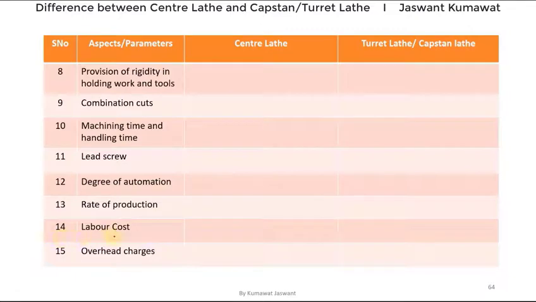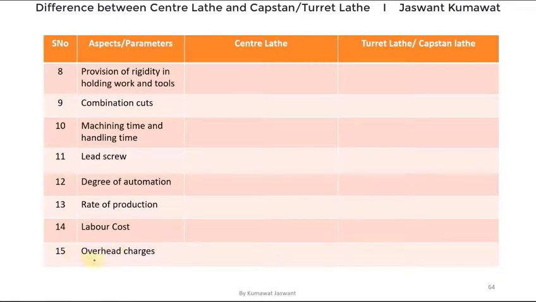14th difference is based on labor cost. The labor cost incurred in center lathe is higher because a highly skilled operator is required to perform setting and operations on the workpiece. But the labor cost in case of turret lathe or capstan lathe is lower as a skilled machinist is only required for setting of tools and machine. And the operations can be performed by unskilled or semi-skilled operators. So there is reduction in labor cost.